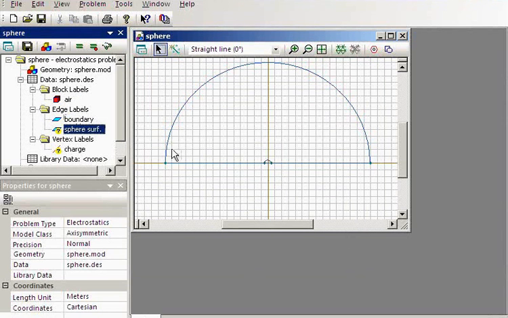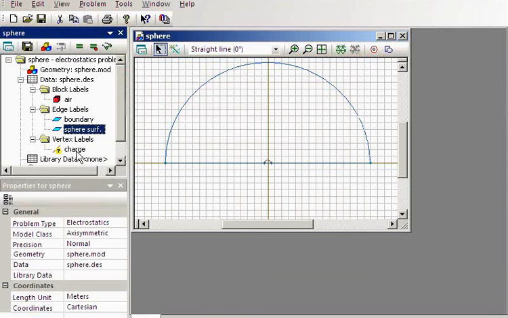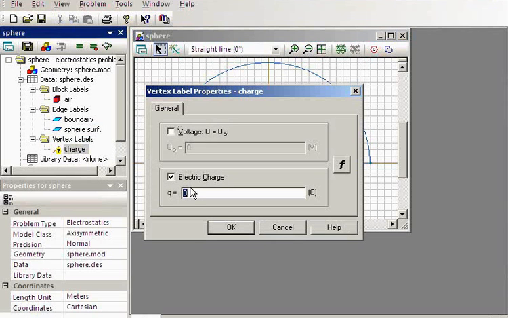My sphere is a conductor. I don't know the potential value of this conductor, so I mark it as a floating conductor with unknown potential. And the charge. I will set some charge on my sphere.